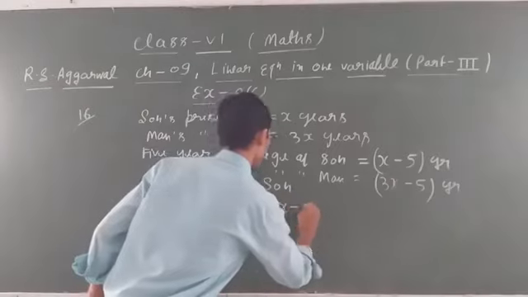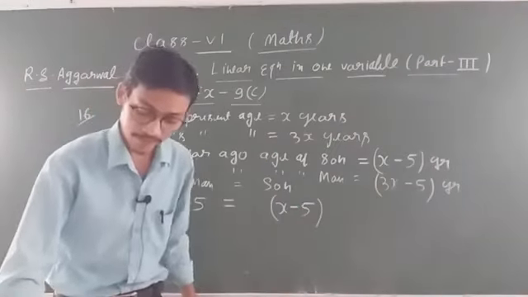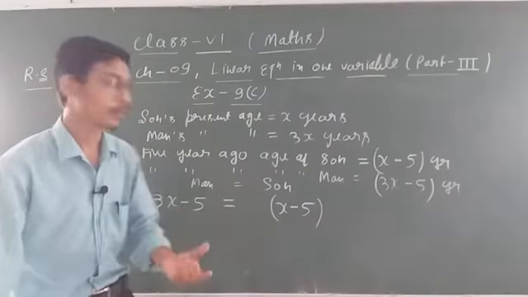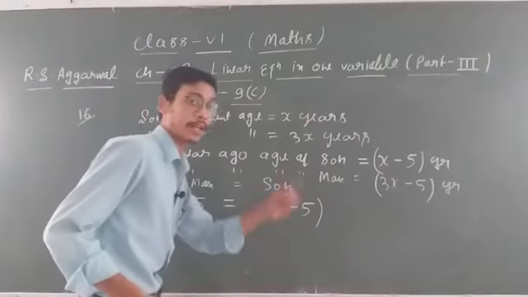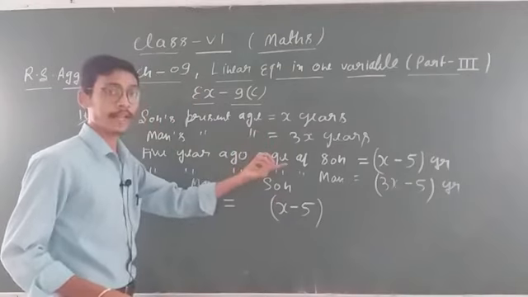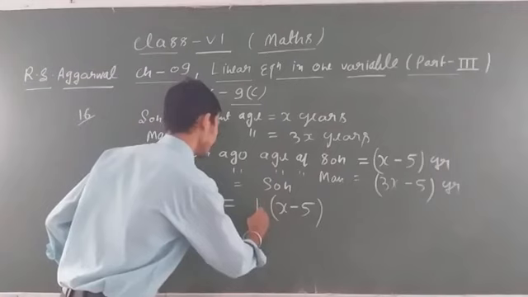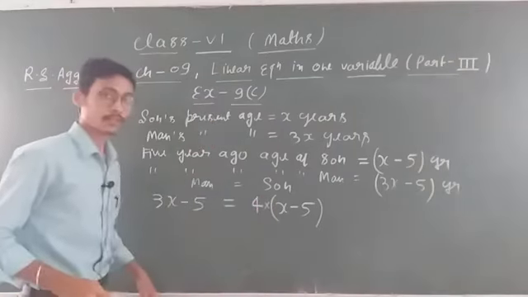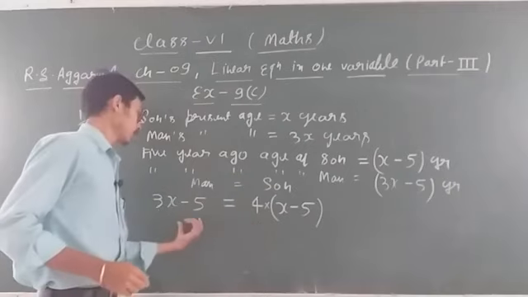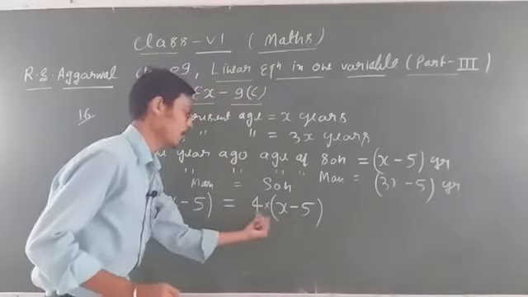Okay. But this is not your correct equation. Why? Because it is given in the question 5 years ago the man was 4 times as old as his son. So 5 years ago, the man is 4 times as old as his son. Clear, student? So similarly like the previous question, man is 4 times, so you will multiply 4 by this one, because man is 4 times the son. Clear? So man is 3x minus 5, son is x minus 5 and 4 multiplies by this.